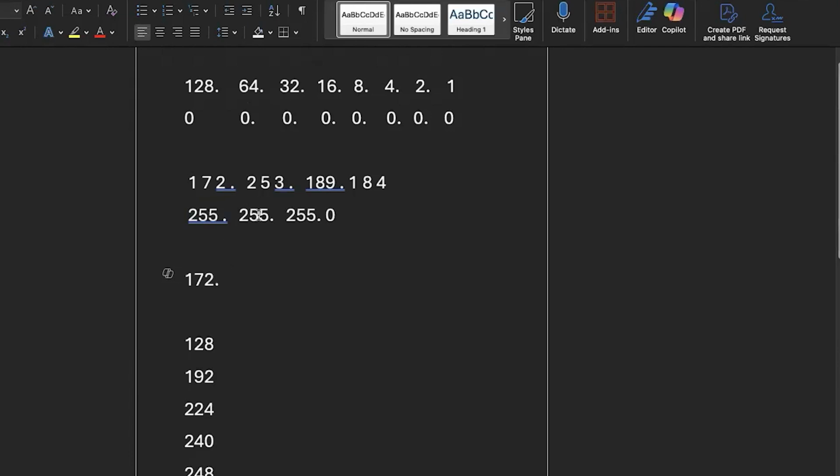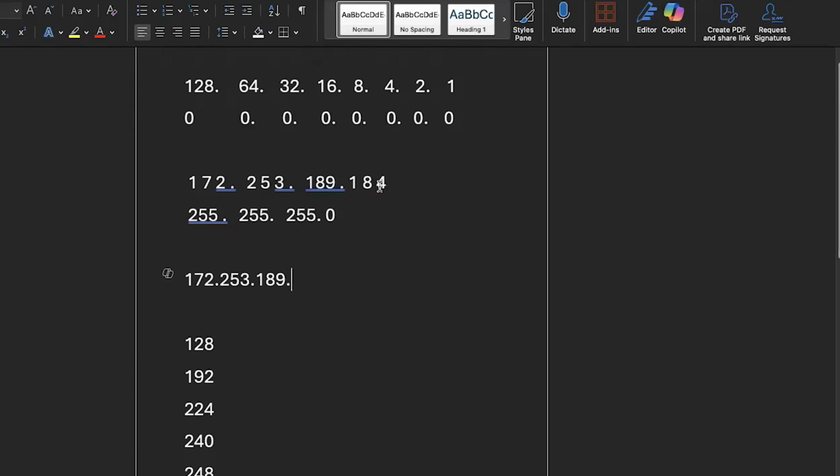The subnet mask that corresponds to this 253 is 255. So that 253 is part of the network. Let's go to the next octet. The subnet mask that corresponds to this 189 is 255. So all the bits are turned on. That means that 189 is part of the network.